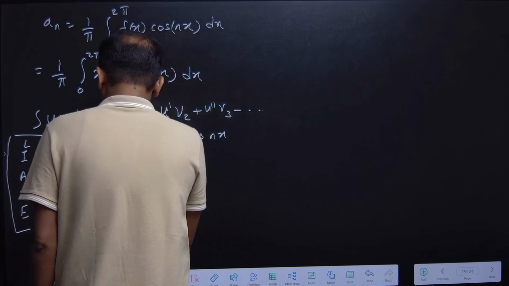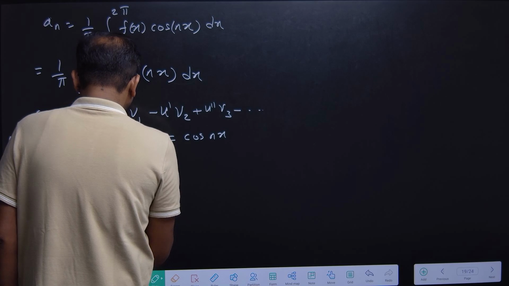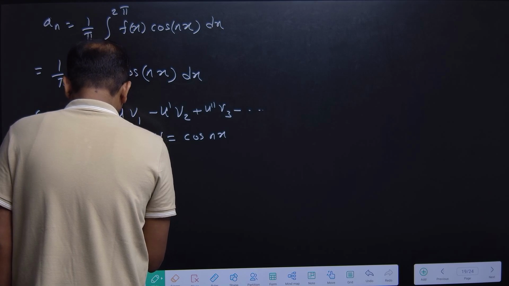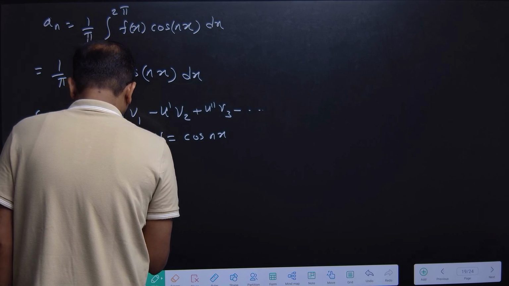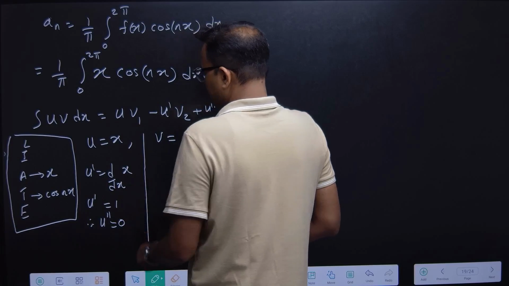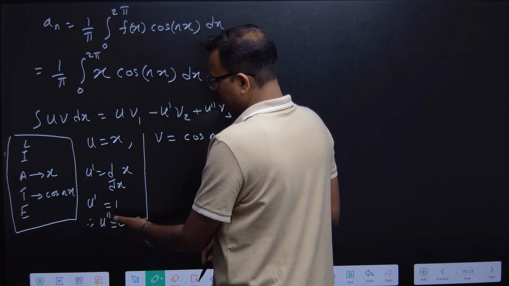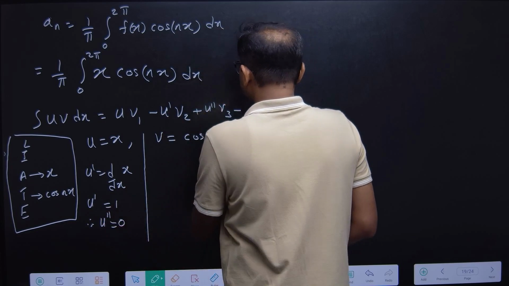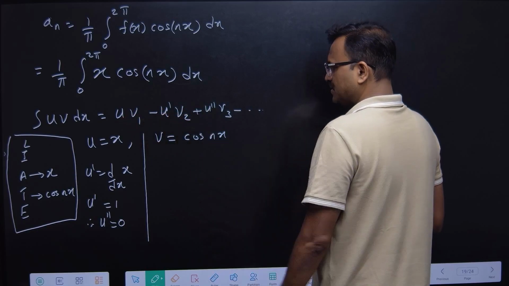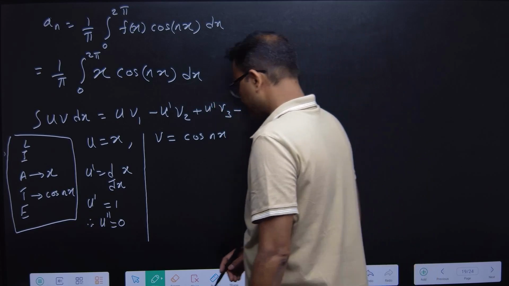So u dash is, say, the derivative of u. In this case, it is the derivative of x, which is 1. So u dash is 1. Therefore, u double dash will be 0. u double dash is the derivative of u dash, which is 0 in this case. Since u double dash is 0, we need not find v3. We'll have to find only v1 and v2, because only u and u dash are existing. u double dash, u triple dash, all higher order derivatives will be 0.